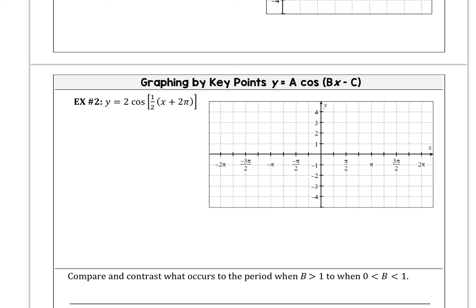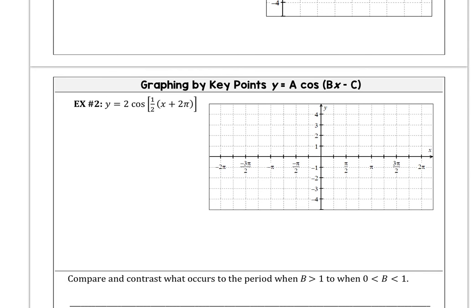Now you can give cosine on example 2 a try on your own, or you can follow along with me. I'm taking my argument x plus 2 pi and setting that argument equal to 0 to know that my starting location is at negative 2 pi. I want to start my graph here. And then I want to know what the period is.